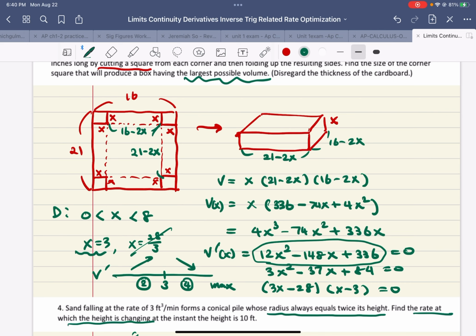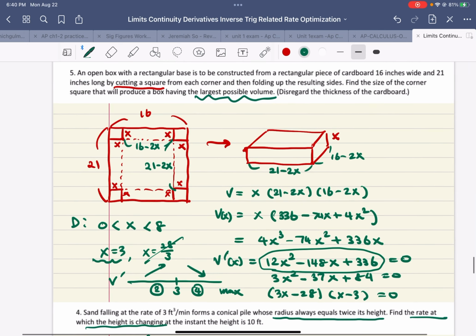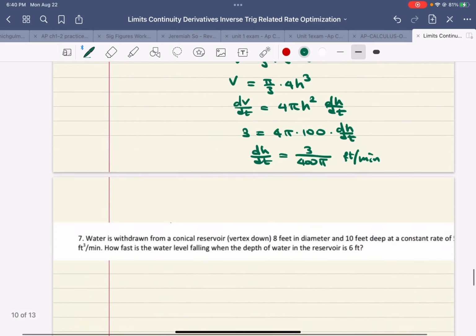So the question was, find the size of the corner square. So your x is your corner size here. x is 3, unit is inches. Okay, 3 inches will be your final answer. Okay, so let's move on.